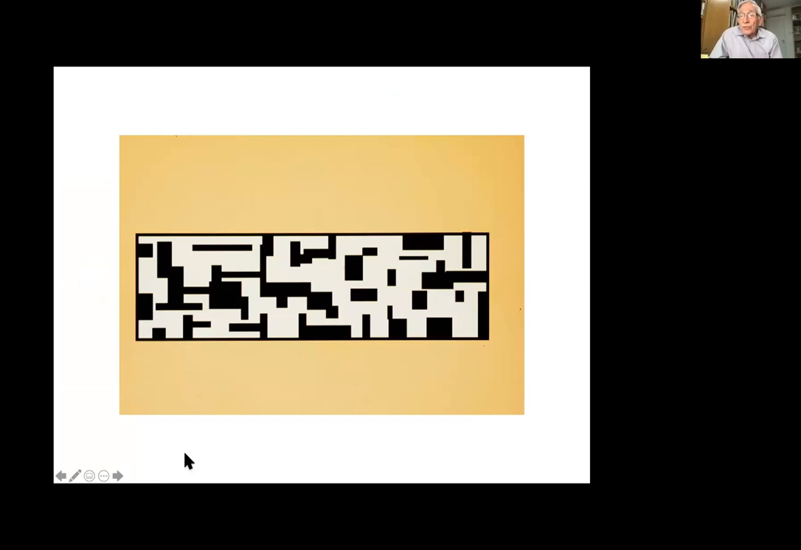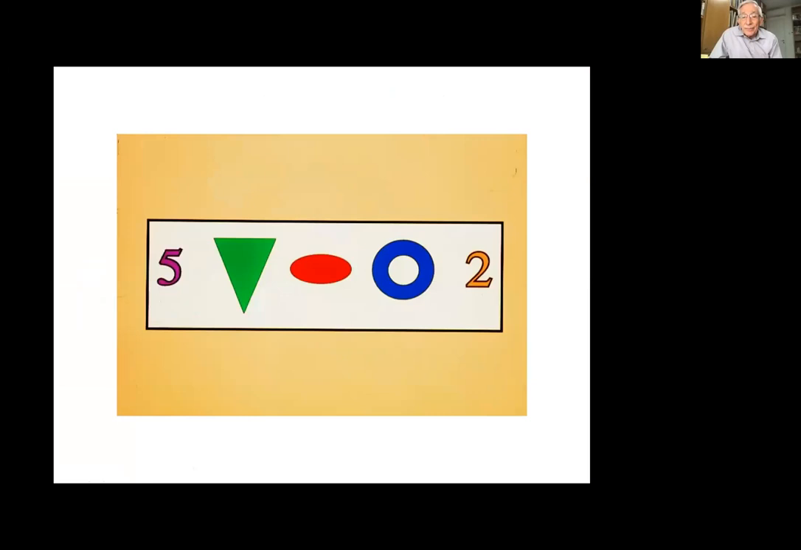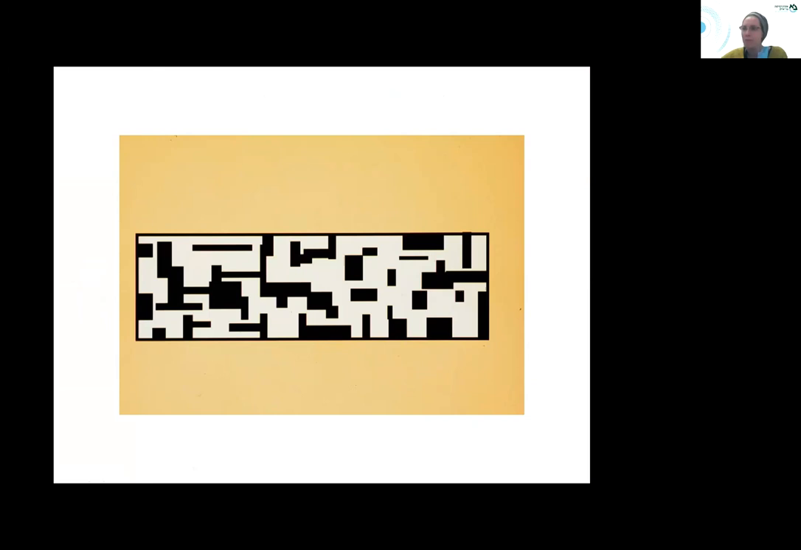I'm going to show it very quickly. Remember the two numbers. Okay, what are the numbers? 5 and 2. 2 and 5. Now between them, there are shapes. What shapes were there? Triangle. Square. And circle.